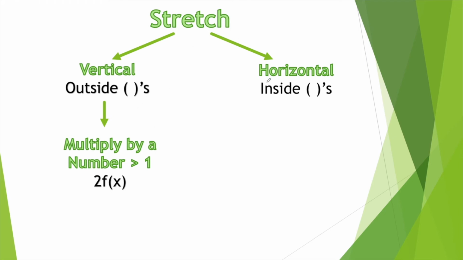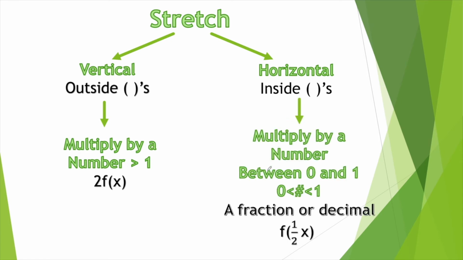Whereas horizontal, it's a little bit different. Not only is it on the inside of the parentheses, but you're going to be multiplying by a number between 0 and 1. If that number is between 0 and 1, then it is going to be considered a stretch. So if you end up having a fraction or a decimal is the biggest tell for a horizontal stretch. So f of 1/2 times x would be a stretch.